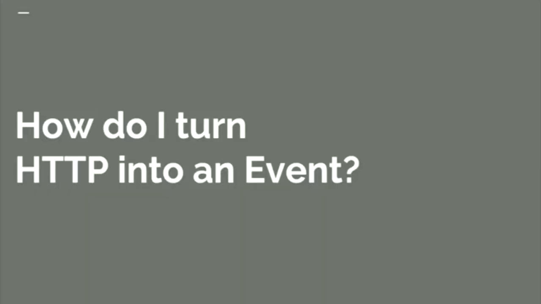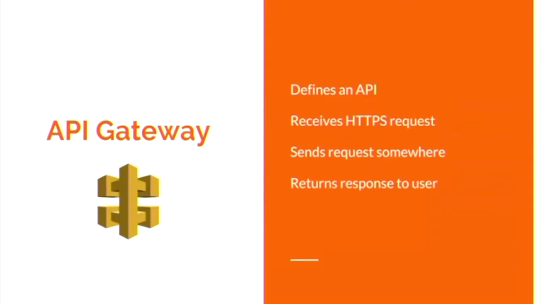Cool. So if Lambda runs with events, and it's an event-based system, how do I take a HTTP request? That's not an event. That needs a server, right? So we use API Gateway. API Gateway is another AWS service that does basically that. It takes HTTP requests and turns them into events.